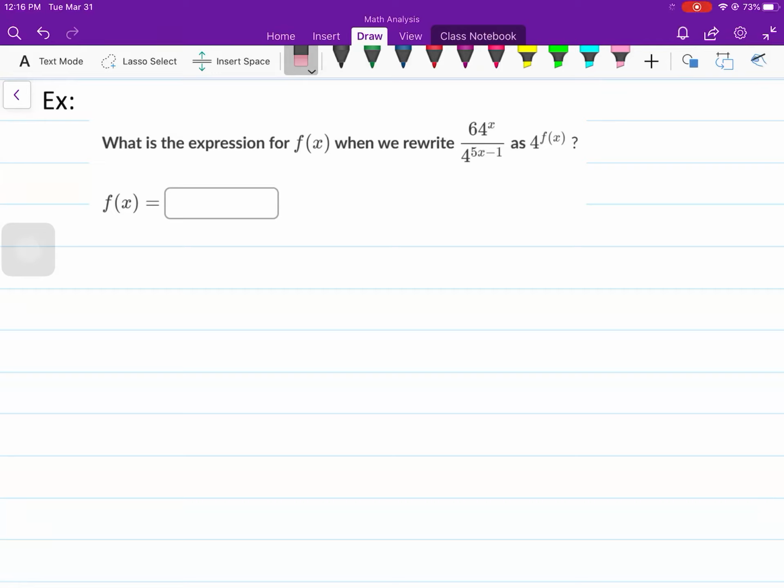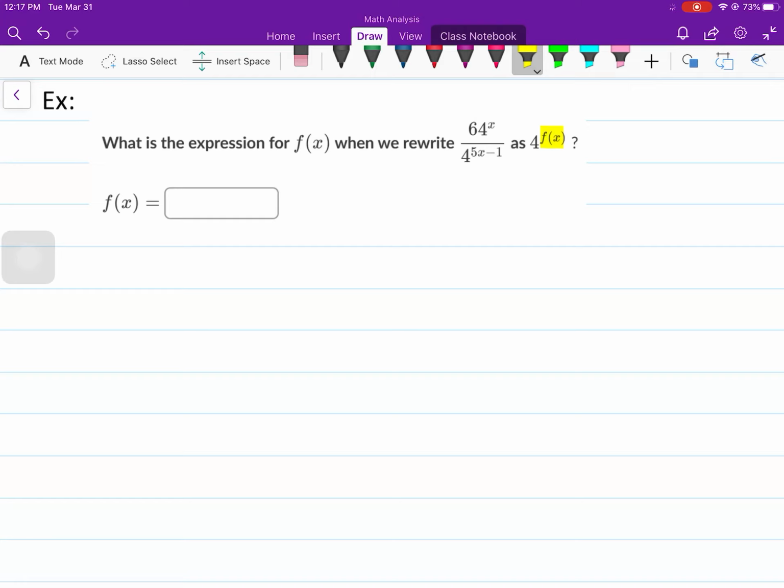We're going to attempt to do this problem, and honestly this problem really looks disgusting. So we have 64 to the x over 4 to the 5x minus 1, and they want to know what is f of x, where we have it written as 4 to the f of x. So really what they're asking for is what is the exponent if the base is a 4.